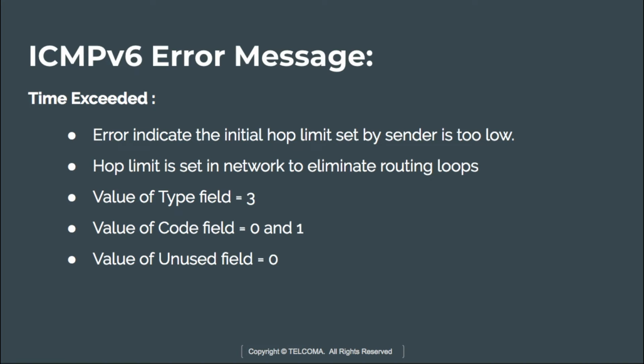So here the value of the type field is 3. The value of the code field is 0 or 1. Here 0 indicates that the hop limit was exceeded in transit, and if it is 1, then it indicates that the time is exceeded because the fragment assembly time was exceeded. So these are the further explanation of the code field, and the value of the unused field is 0.